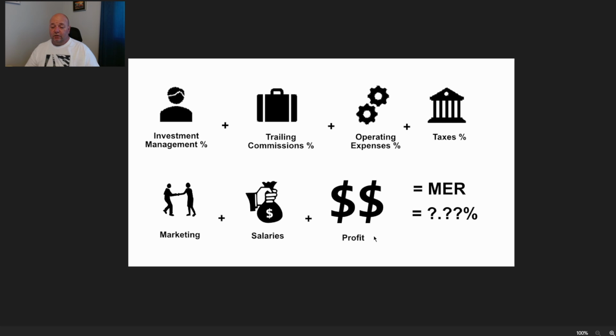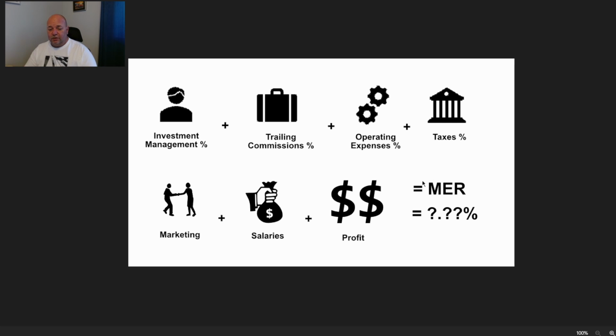The one big one is the profit. So again, these funds are businesses. They need to make a profit in order to keep their longevity, keep their businesses running and things like this. So they also have a profit. Depending on how much profit they want to make, it could affect the MER dramatically. But that's what it is. So MER is basically all the expenses related to the fund.